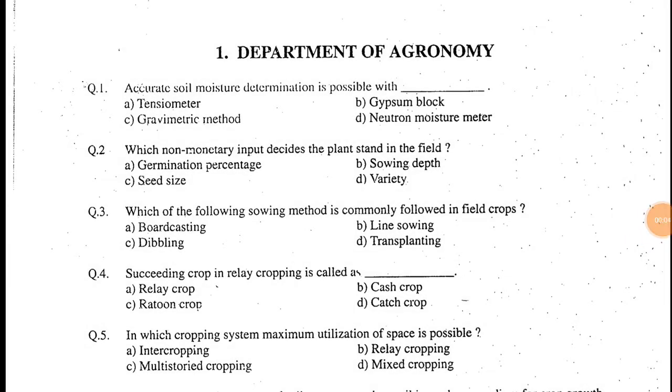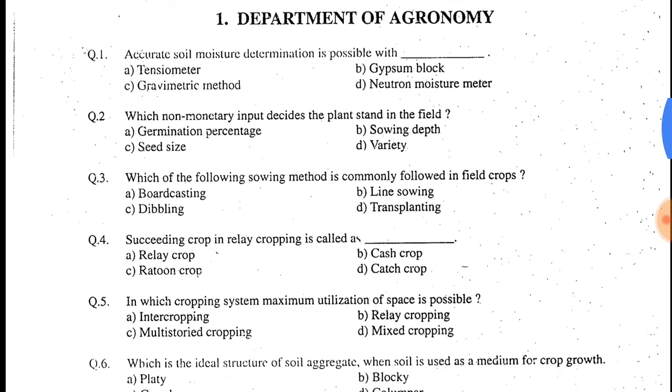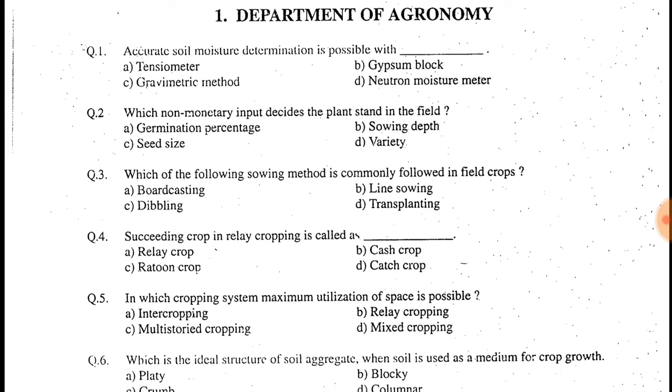Department of Agronomy. Agronomy questions. Accurate soil moisture determination is possible with the gravimetric method. Which non-monetary input decides the plant stand in the field? Sowing depth. Which of the following sowing methods is commonly followed in field crops? Line sowing.